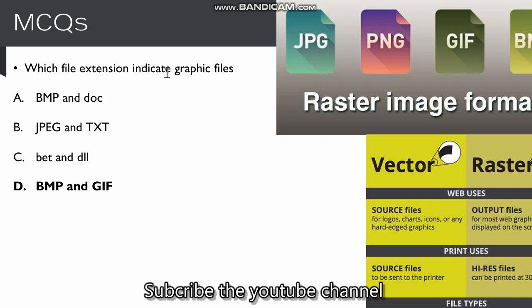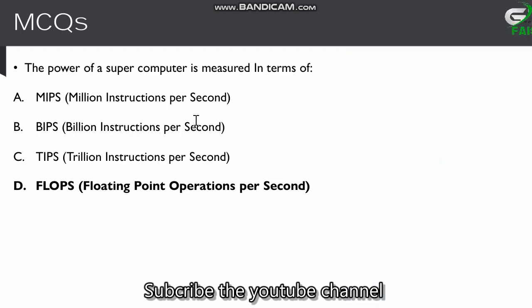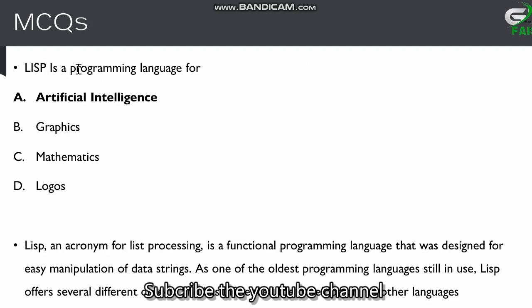Which file extensions indicate graphics files? BMP and GIF. How many margins are on a page? Header, footer, left, right. The power of a supercomputer is measured in terms of FLOPS, floating point operations per second. LISP is the programming language for artificial intelligence.